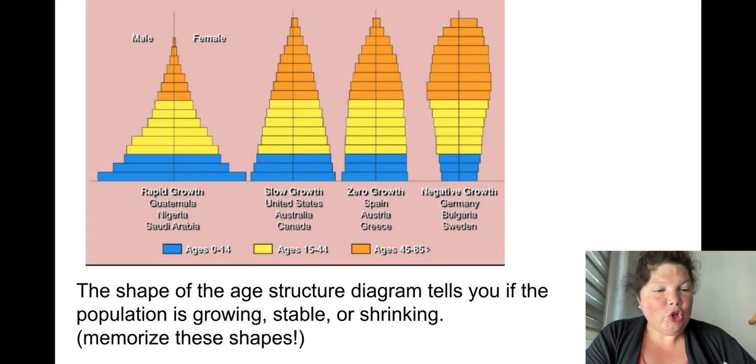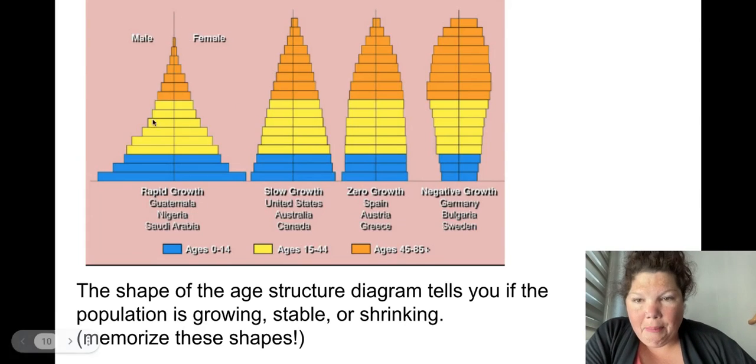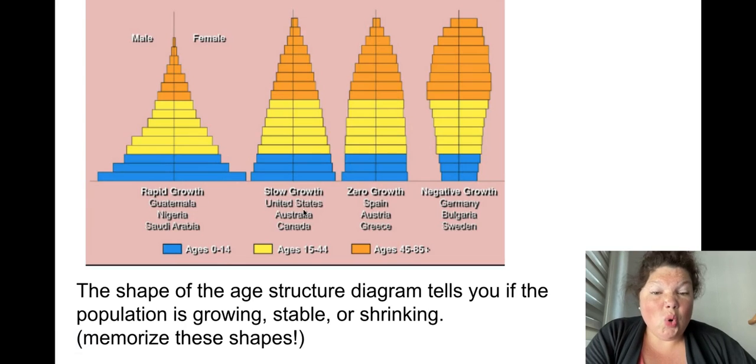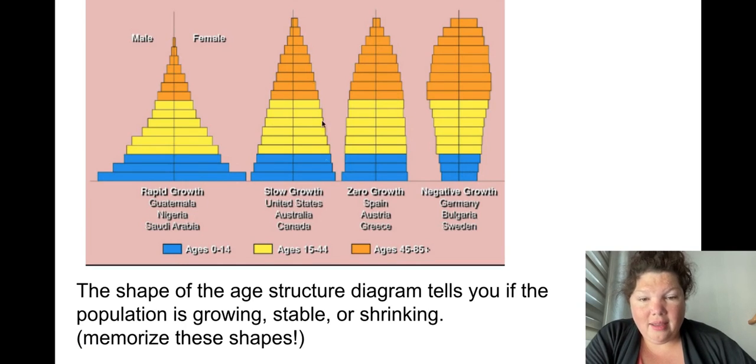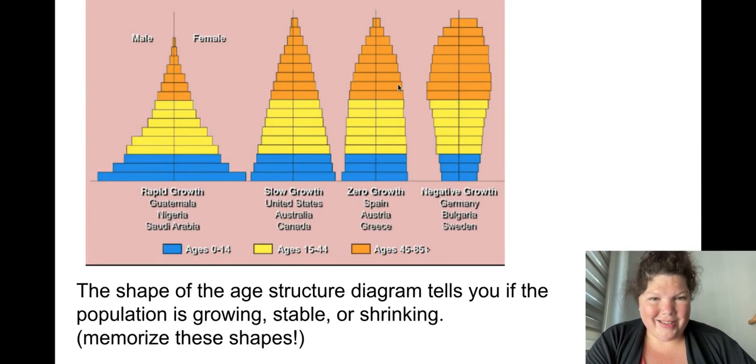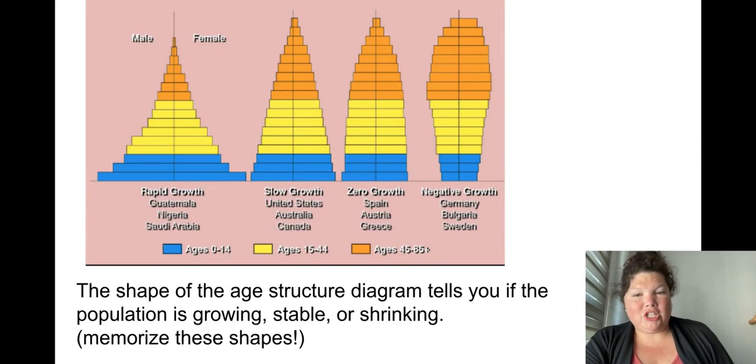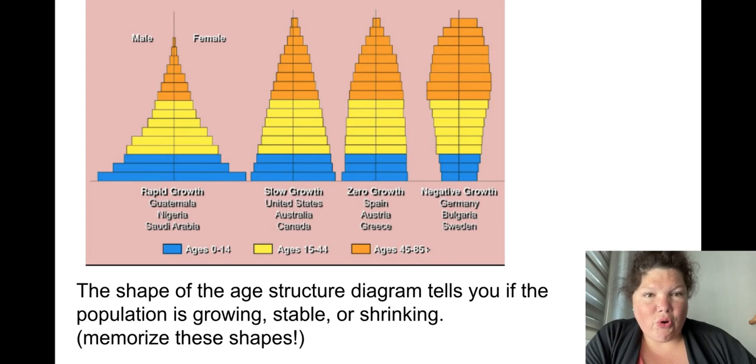All right, now circle this one. This is what you need to memorize. This shape here shows rapid growth, high fertility, lots of babies being born here. This is slow growth, so United States, kind of Australia generally. This shows zero growth because it's flat on the side. So that means we're being replaced by the same percentage. So there's not a lot of growth that's happening.